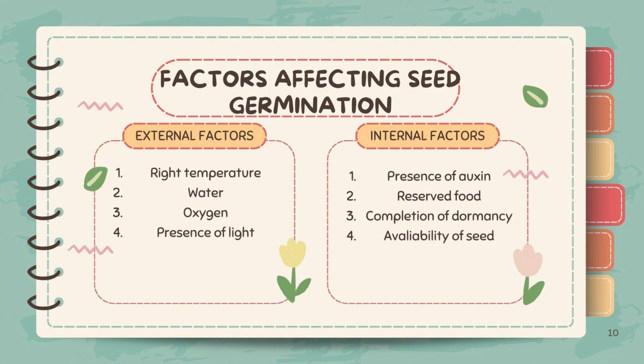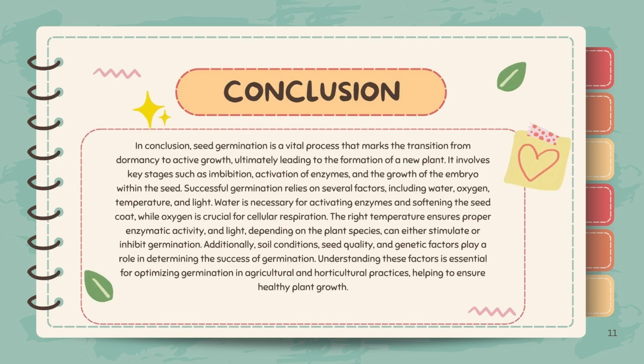Next is reserve food, which is the starch, protein, and fats that the seed contains and stores in the endosperm or cotyledon. Besides that, completion of dormancy involves breaking down certain chemicals like acetic acid, enabling the seed to respond to growth stimuli. Finally, seed availability, ensuring that the seed is alive. Factors influencing availability include the age of the seed, storage condition, and genetic quality.